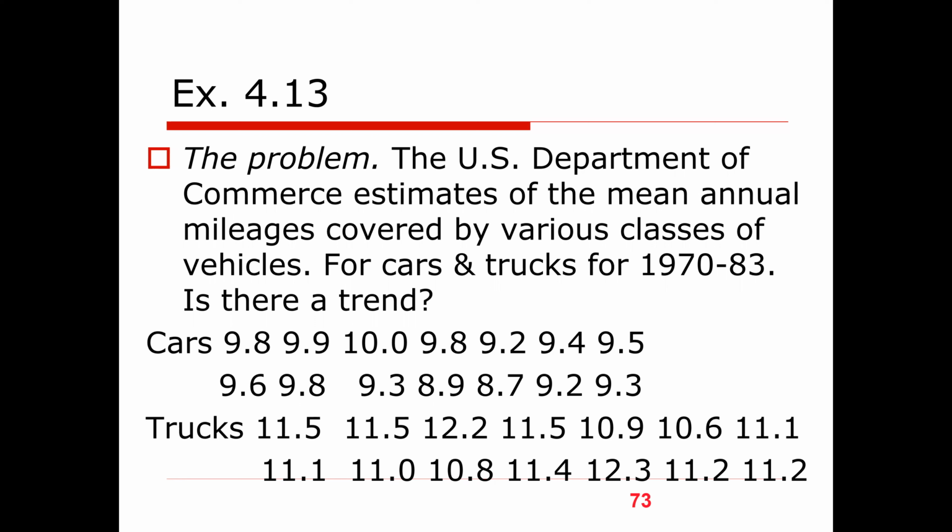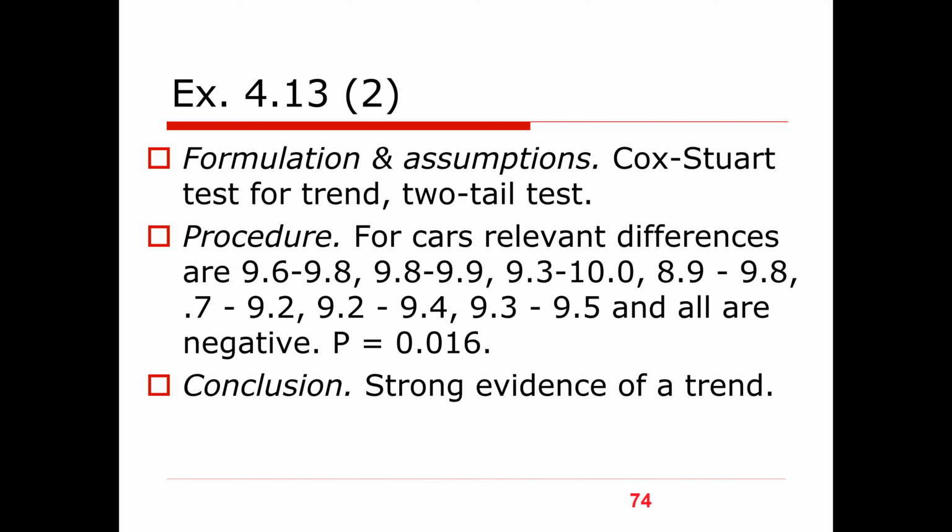The U.S. Department of Commerce estimates of the average annual mileages of cars and trucks from 1970 to 1983. So these are 14 years, so 14 observations in each sample. Is there a trend of the mileages? So there are two data sets, but we do not compare them with each other. For each of them, we compare the early data with the late half data. So we test if each of them has a trend.